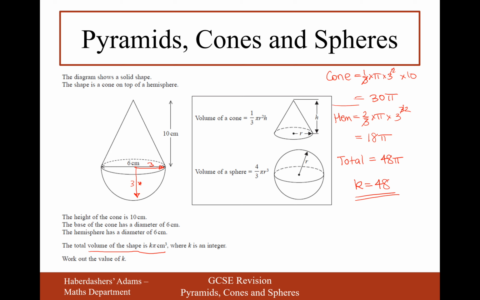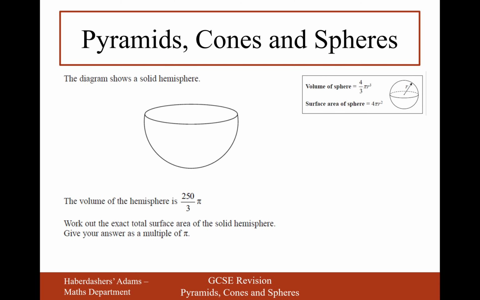So let's just work out a couple of volumes. Don't work out the actual proper answers, the decimal answers I mean, and then just add them together and work out what goes in front of pi. Okay, let's move on to the next question. Pause the video and give this one a go.